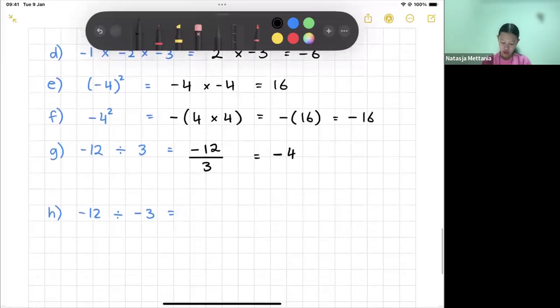Question H, lucky last question. Again, negative 12 divided by negative 3. I'm going to put that as a fraction. Two negatives gives me a positive, right? 12 divided by 3 gives me positive 4.